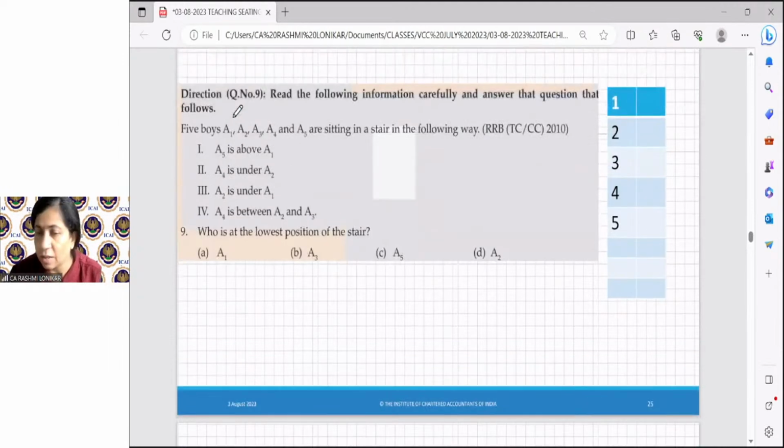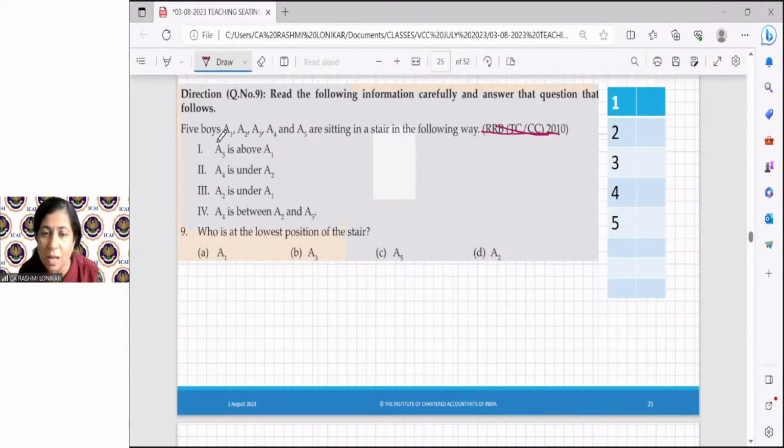Now, here. Read the following information carefully and answer the question. Okay, this is not relevant information. That is only for your rights and royalty, etc. So this is not important.